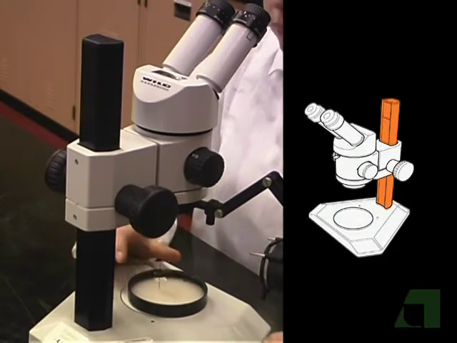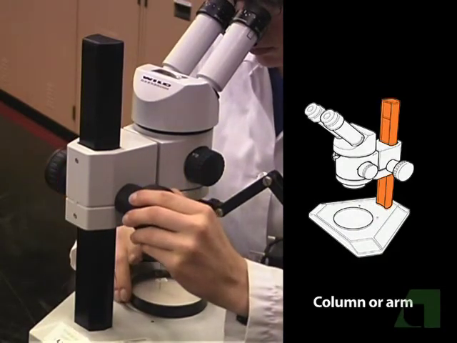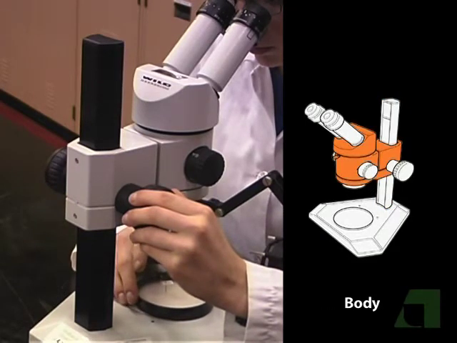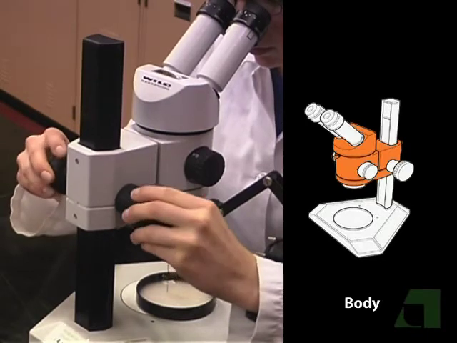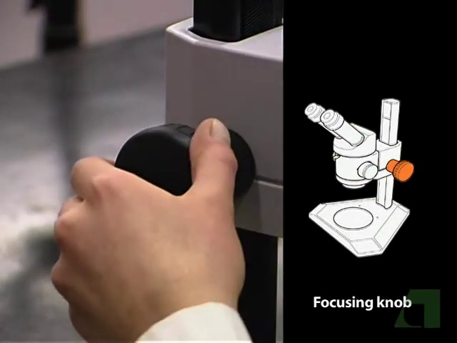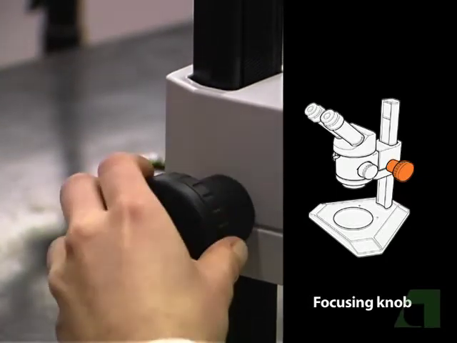In a stereomicroscope, a column or arm connects the stage to the rest of the microscope. The body of the stereomicroscope holds the lenses and focusing mechanism. Stereomicroscopes have only one focusing knob. With this knob, you move the body of the microscope closer or further away from the object.